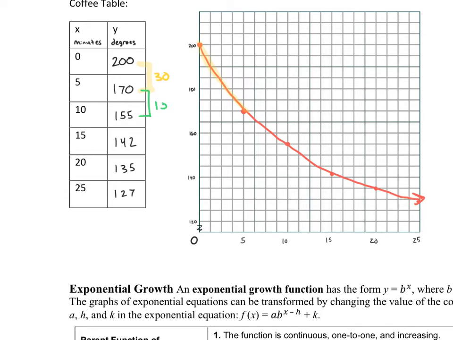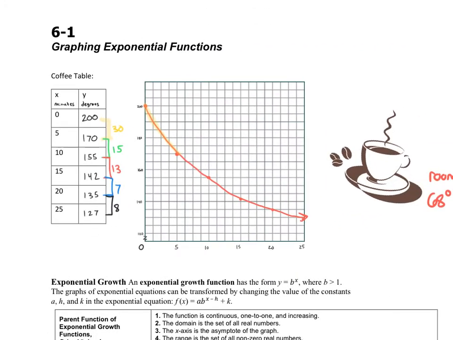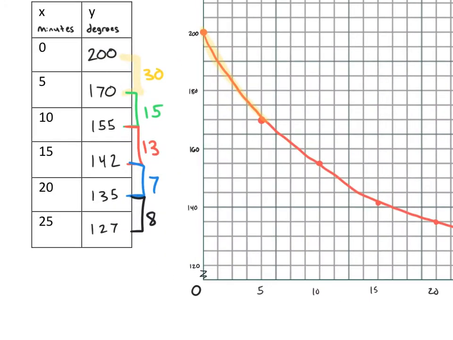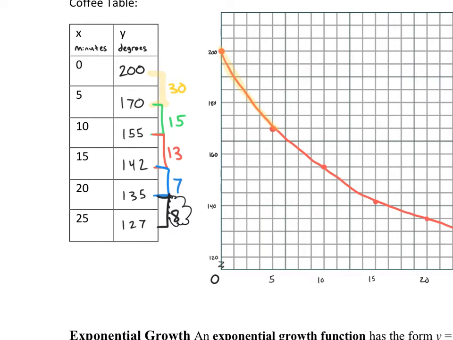This next part here, it lost 15. This next part here, it only lost 13. The next part here, it only lost 7. And then the last portion here, it lost 8. Now, this was just recording measures off a thermometer in the coffee cup. It's not going to start losing heat faster again. So these two, especially this one, are a little bit of a recording error in terms of how much temperature it lost.